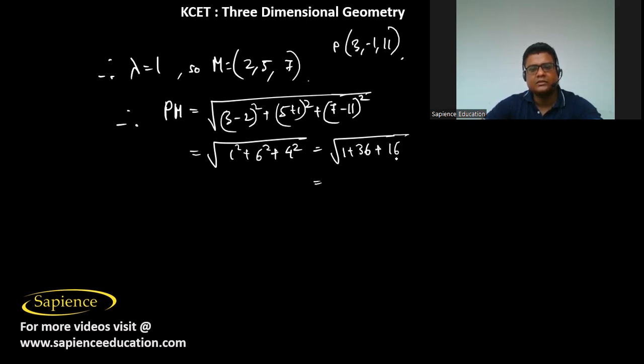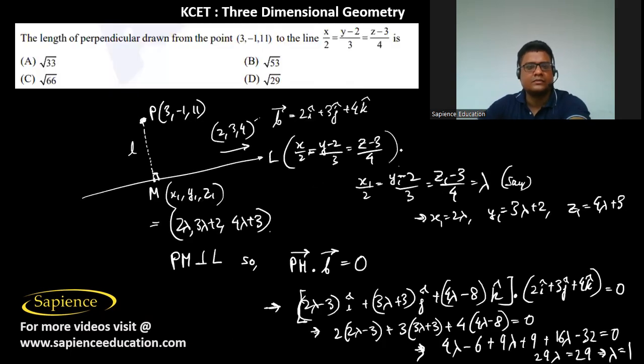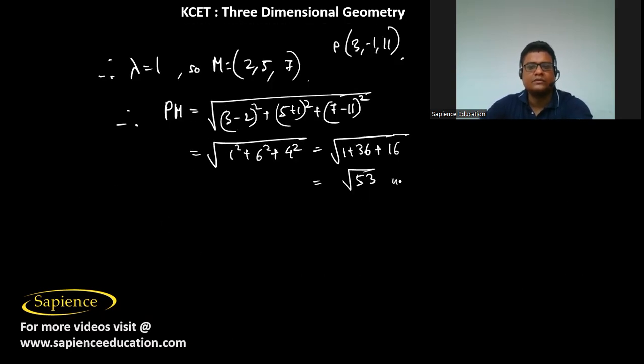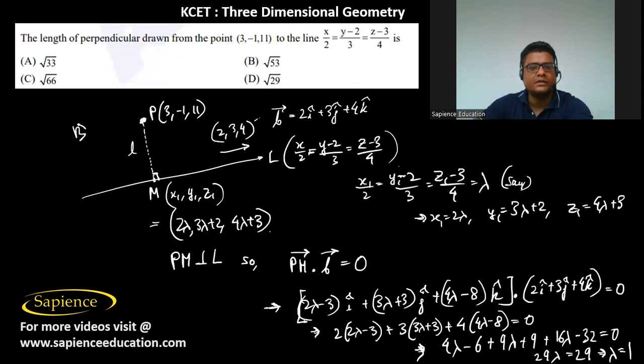So 36 plus 16, that is 52, plus 1, so 53, square root of 53. So square root of 53 units. So option B is the correct answer.